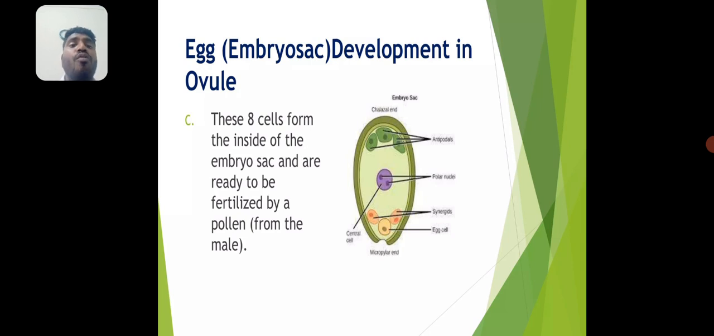Egg development in ovule: these eight cells form the inside of the embryo sac and are ready to be fertilized by a pollen grain from the male.